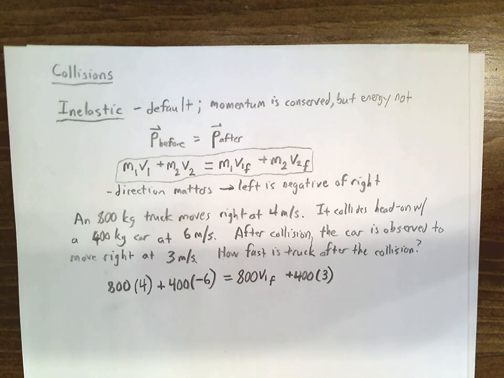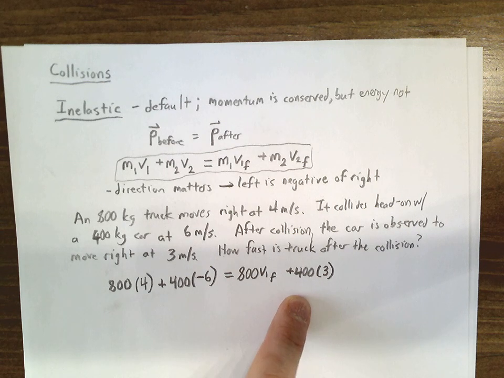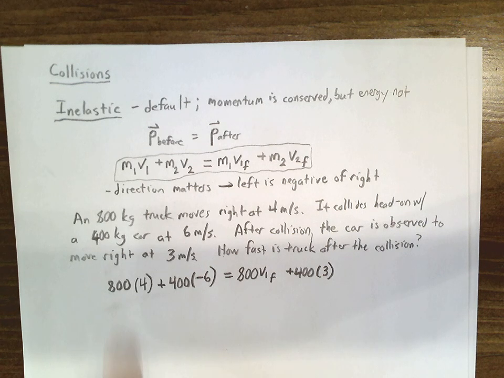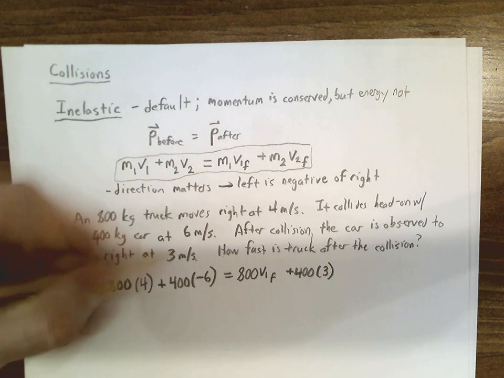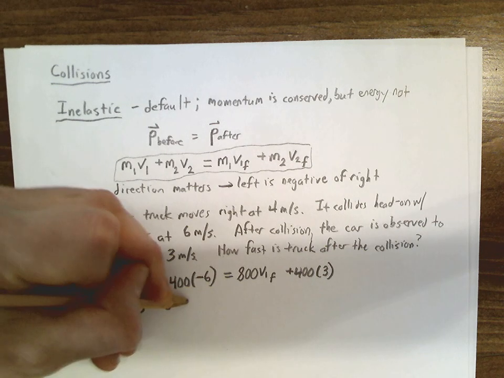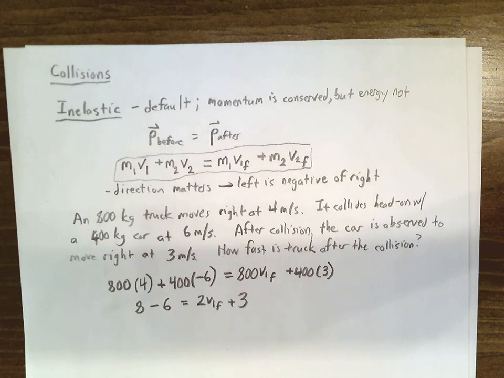Now you can certainly plug this into your calculator. If you want to clean it up a little bit, you can note that each of these terms basically is multiplied by 400 to some extent. So we can divide through by 400 to kind of clean things up. 800 by 400 gives us 2. 2 times 4 is 8 plus -6 equals 2v final plus 3. So that's much cleaner than before.